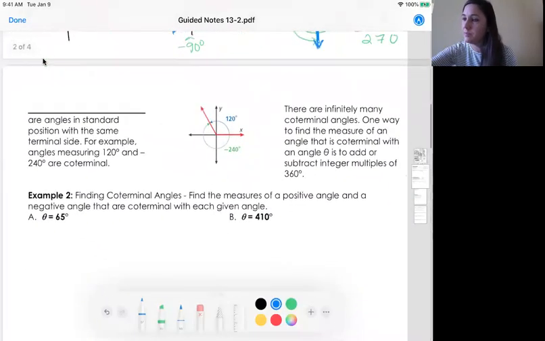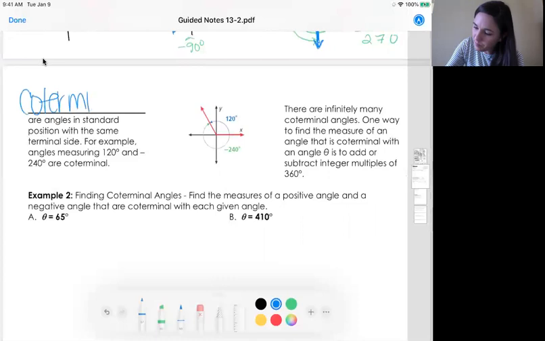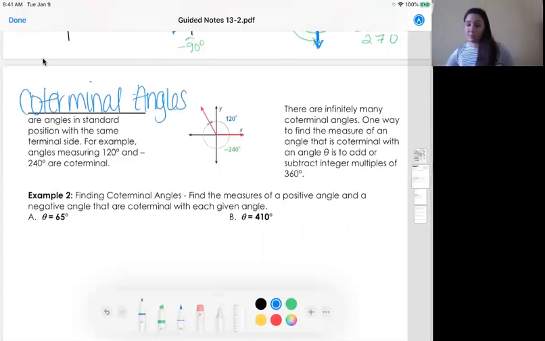All right. So coterminal angles are angles in standard position with the same terminal side. So for example, angles that measure 120 degrees and negative 240 degrees are coterminal. They have the same terminal side.